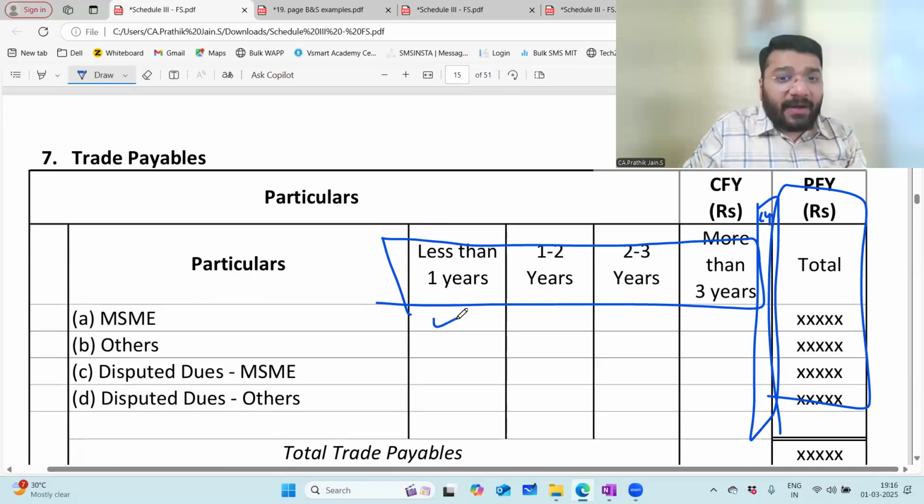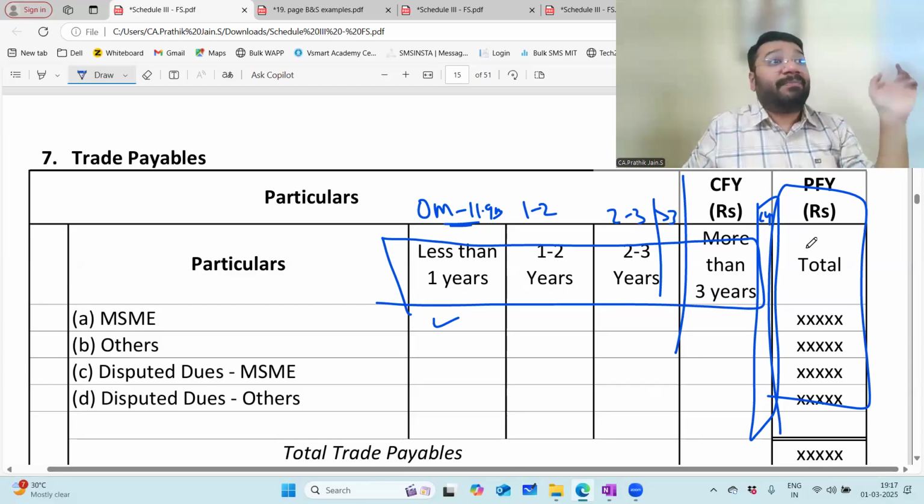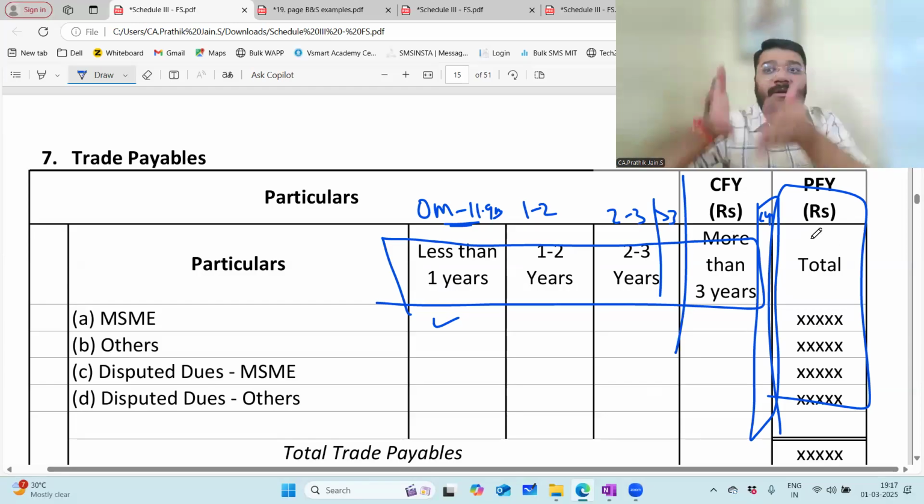So basically, this is less than 1 year, that is 0 months to 11.9 months. Basically, this is 1 to 2, 2 to 3, more than 3. One column will come. Then final will be the total column. For the previous year, no need to give the aging. For the previous year, there will be a total column. Take the total and copy paste here directly.